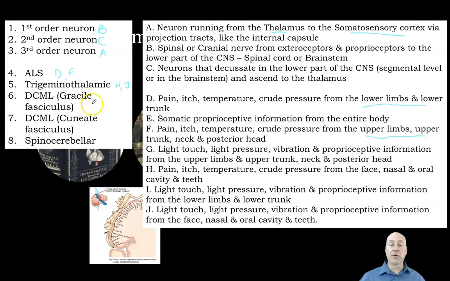The DCML, the gracile fasciculus. So that's going to be light touch and light pressure from the lower body, because, remember, gracilis, you remember this because gracilis is a lower body muscle, a leg muscle. And then that leaves the cuneate fasciculus to bring in light touch from the upper limbs and the upper trunk and the neck and the posterior head. And that leaves, of course, last but not least, somatic proprioception from the entire body, which travels on the spinocerebellar to the cerebellum. Done and done.